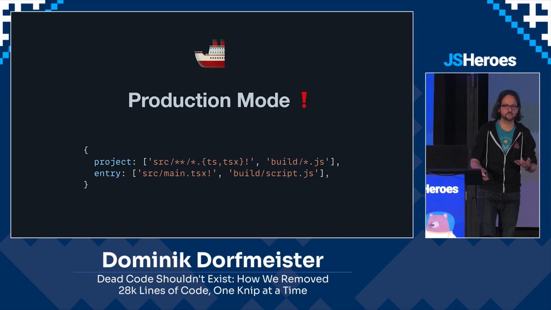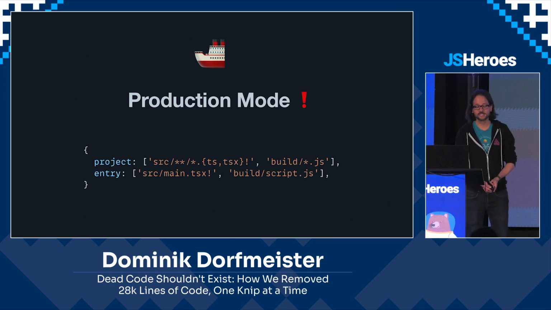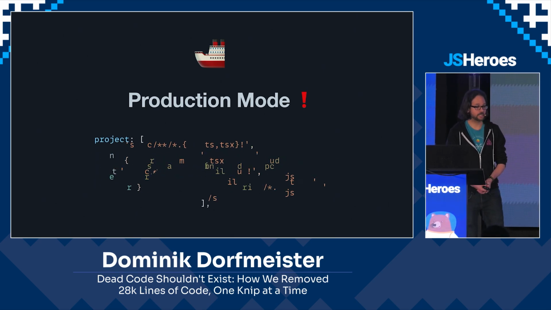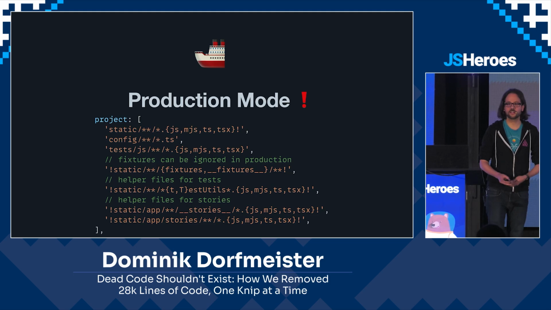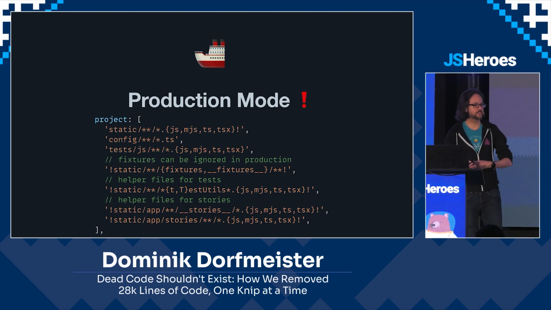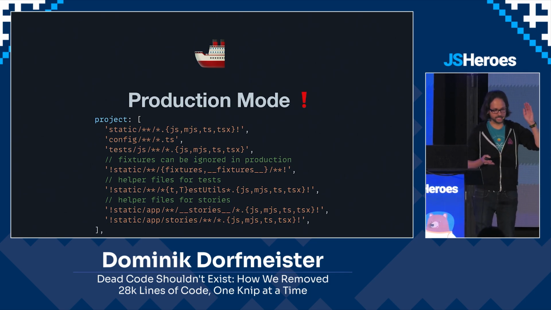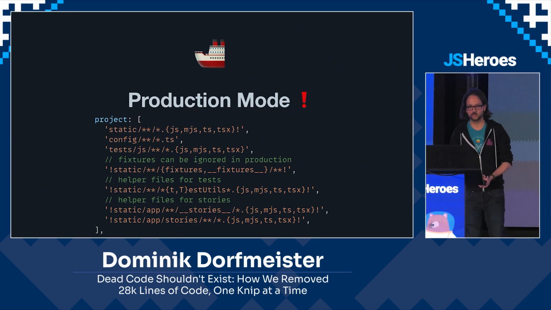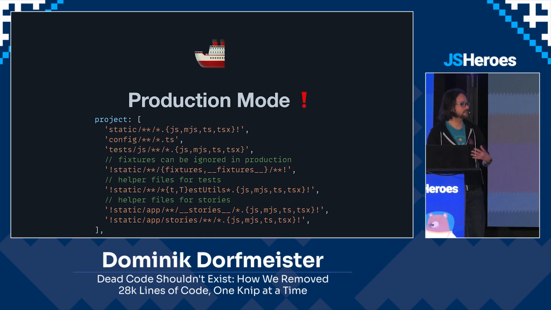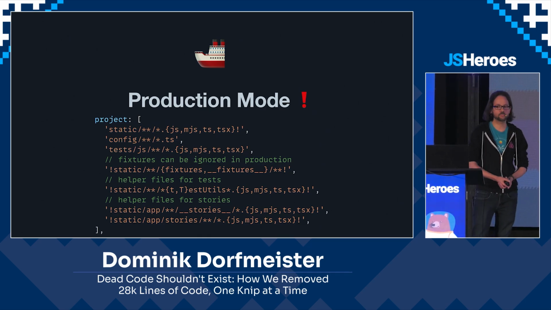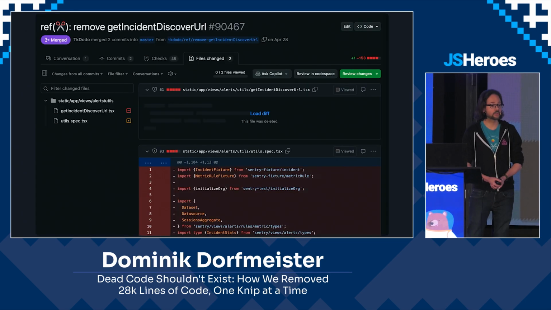Now, this works relatively well if your project is nicely structured. At Sentry, it looks more like this, because we don't have any places where we put our helpers and fixtures and also our stories. So we need to explicitly exclude them at the beginning with a leading exclamation mark for production with a trailing exclamation mark, which I know gets a bit more complicated, and that's where most of our custom config comes from. But I think it's really worth setting up because we found lots of dead code.